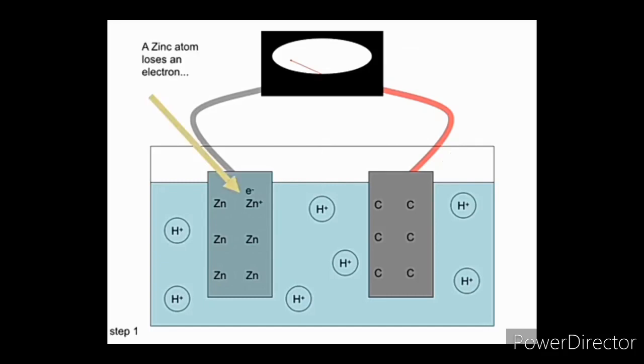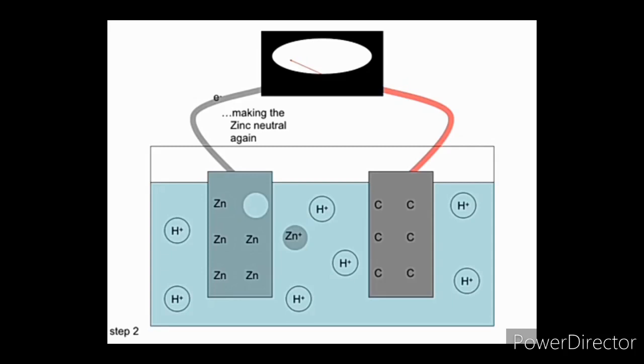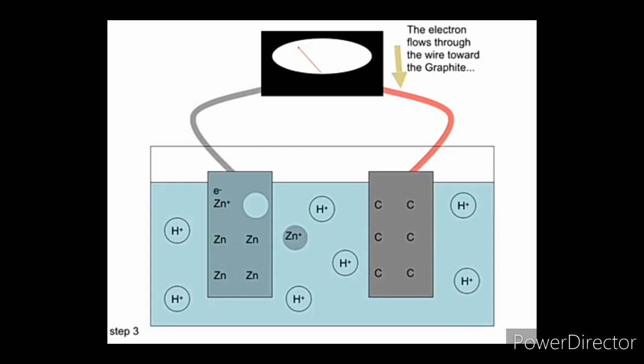When acid is added to water, it forms positive hydrogen ions, represented here by H+. Because the zinc and graphite are in contact through the wires, a zinc atom loses an electron, giving the zinc a positive charge. In order for the zinc to lose more electrons, it has to go back to being neutral, and this happens when a positive zinc ion dissolves in the water, taking the positive charge with it.